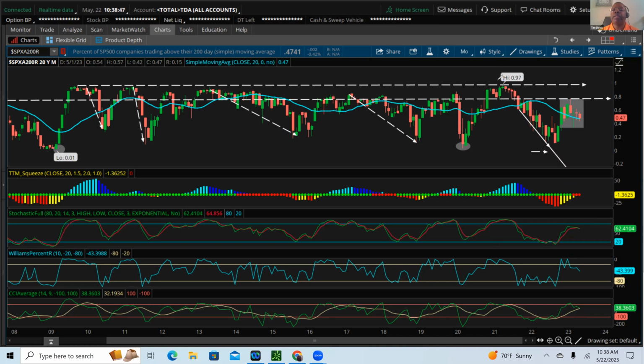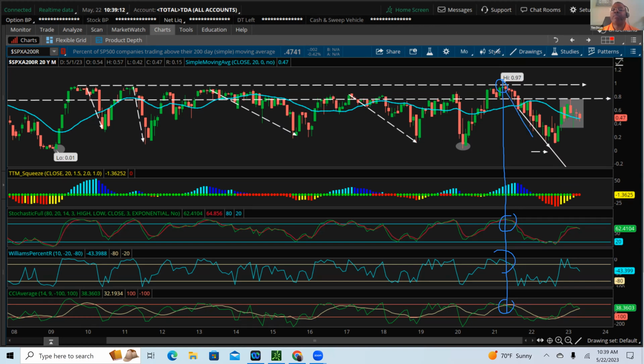As in here, when we got to this 97% level back in 2021, look what happened to the full stochastics. It started to turn lower as well. Look what happened to the Williams percent R. It started to turn lower as well. Look what happened to CCI. We got the green line crossing below this yellow line, which is a sell signal. So you got all of this lining up, which helps me confirm that the overall sentiment is about to shift.